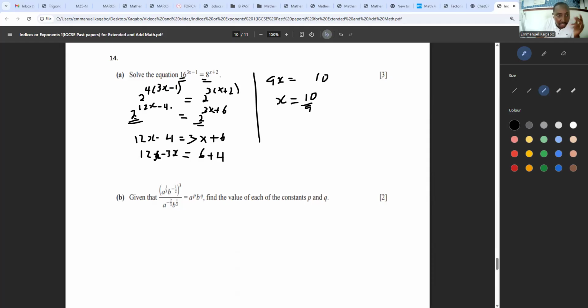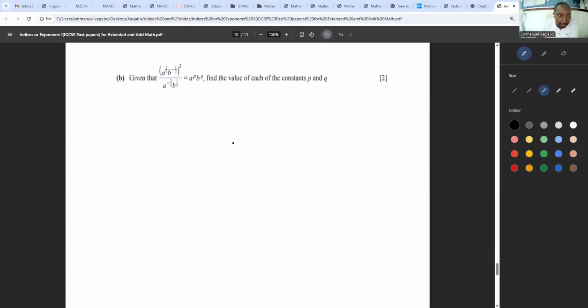Can I check if what I did is okay? So this was 3x, I'm multiplying by 4, that's 12x minus that. What about here? It will be 3x plus 6. So 12x minus 4. This is 3x, that, then you collect the like terms here. And then this one here, I think would be okay. Good.